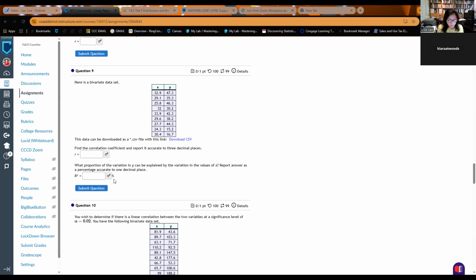So it'll be the same way. Just scroll down to find the R squared. Just go downward, you will find it. And remember, the R squared we usually present in percent.